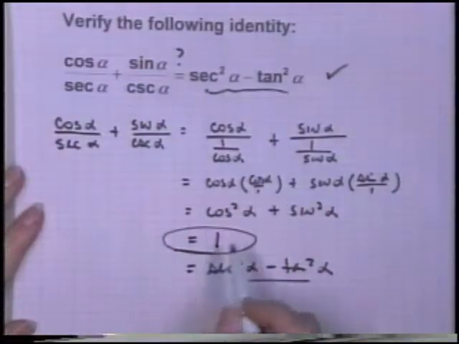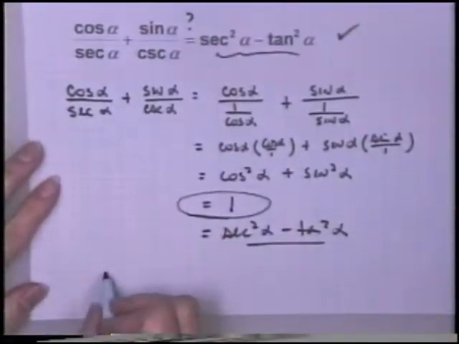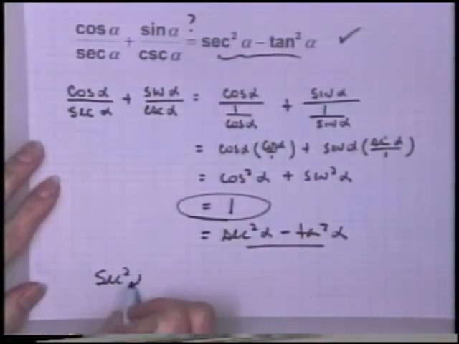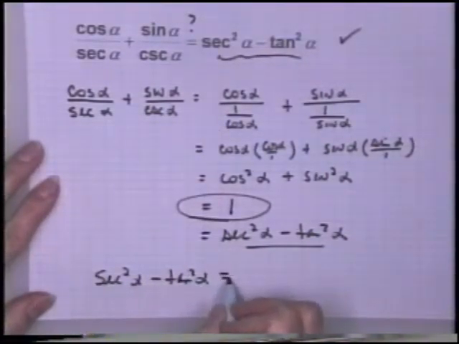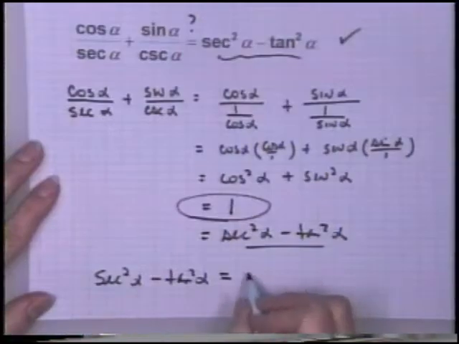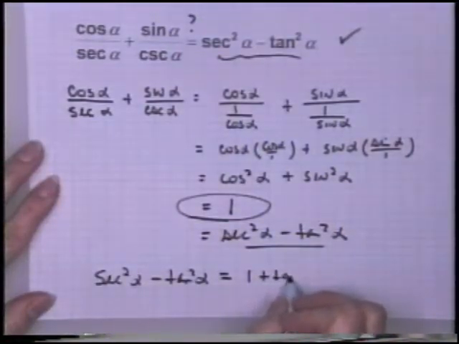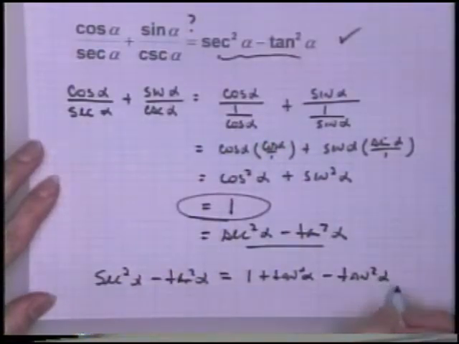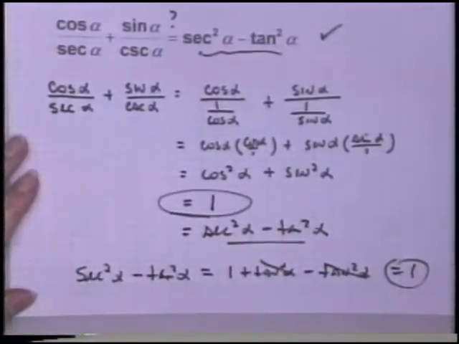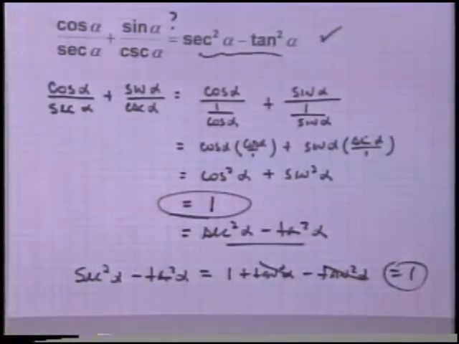Now, suppose you didn't see that, and you stopped here with 1. Then what you might do is take this secant squared alpha minus tangent squared alpha, and then use the identity secant squared is 1 plus tangent squared. And notice if you do that and you bring down that minus tangent squared, those drop and you get 1 again. So you could have done that just as easily and shown that the two were both equal to the same thing.